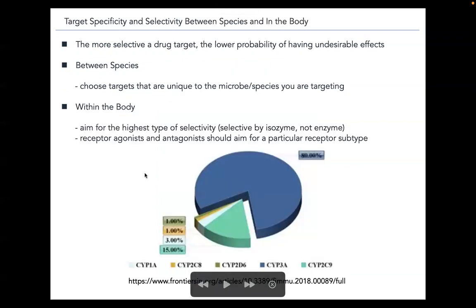Right, so we talked a little bit about target specificity. That ends up playing a huge role in drug design. The more selective a drug target, the lower the probability of having undesirable effects. So between species is of course a really great one. We talked about this. Choosing targets that are unique to the microbe or species you're targeting would be ideal, because it hopefully will not affect your own body.